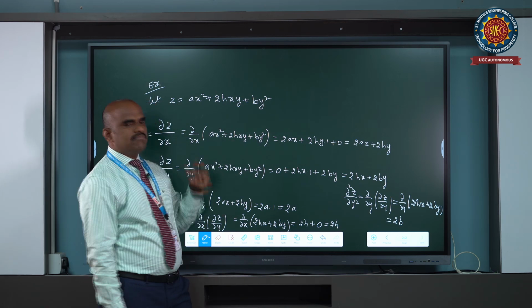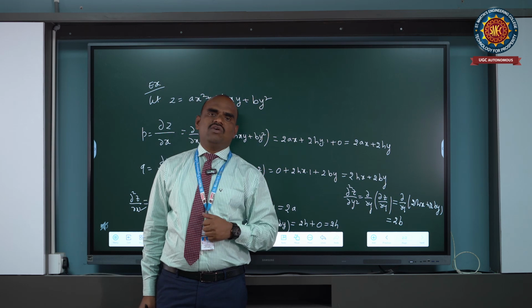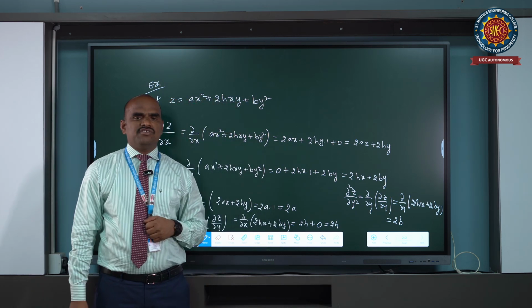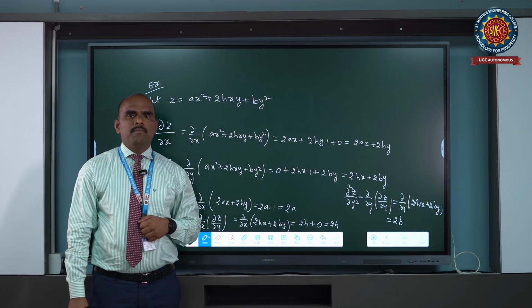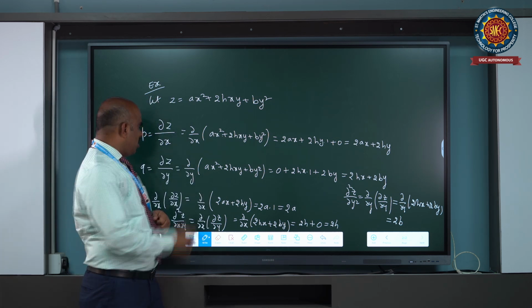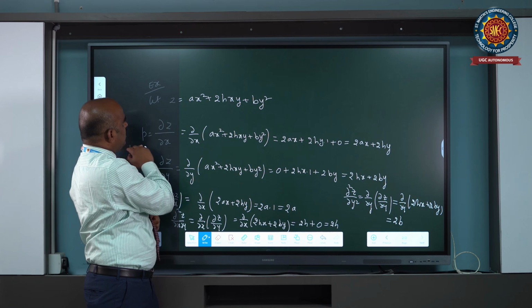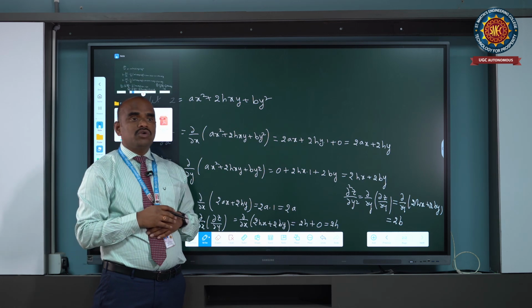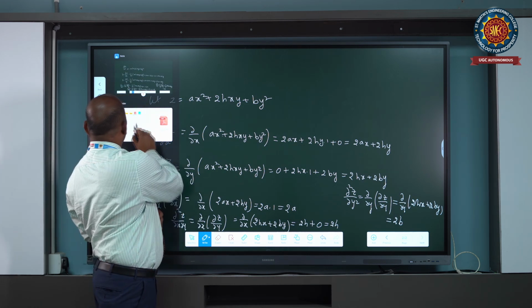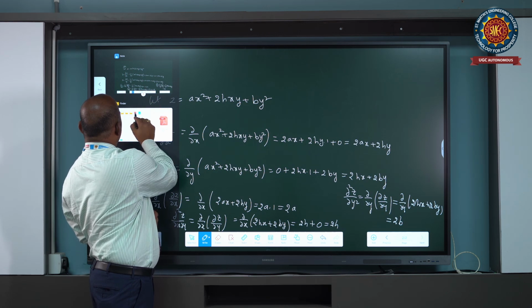So, this is the example to understand the basic concepts of partial differentiation. Now, I will go for one more definition, that is chain rule and total derivative.